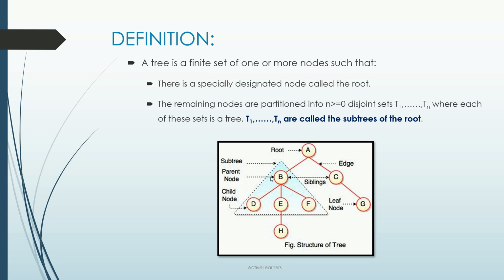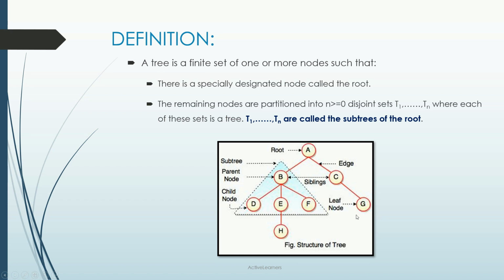But if you take the node E, E has a child, so E will not be considered a leaf node. But if you take the node F, there is no child for F. So we can say F is a terminal node. So when you look into this tree, the terminal nodes are D, H, F and G.